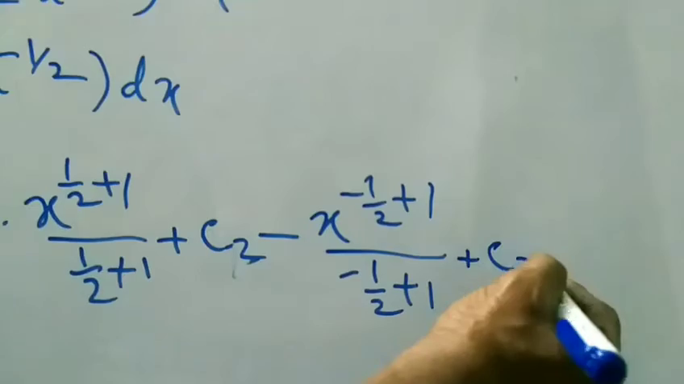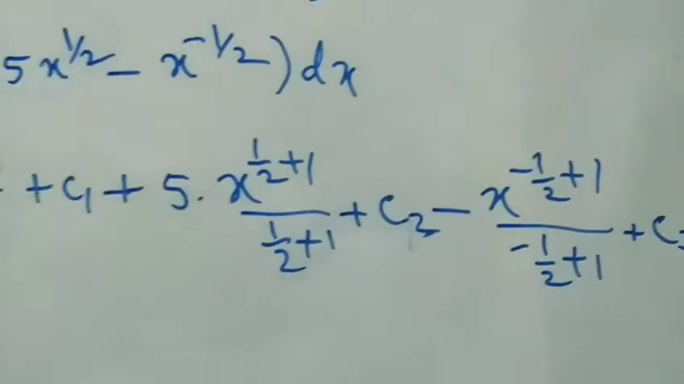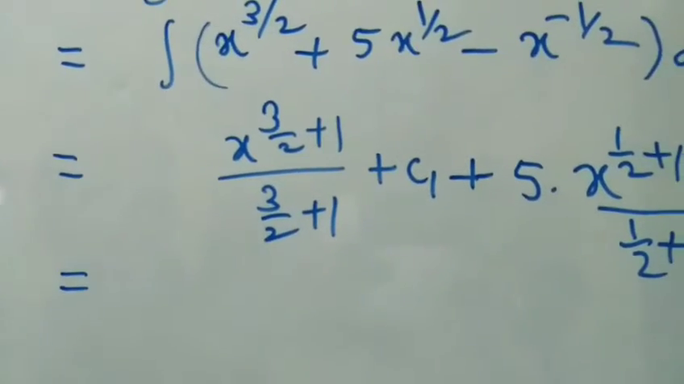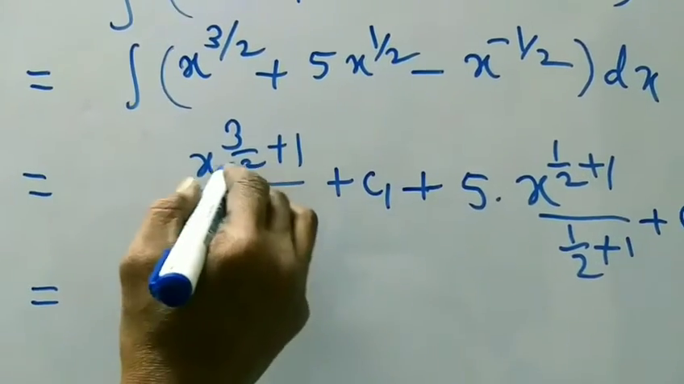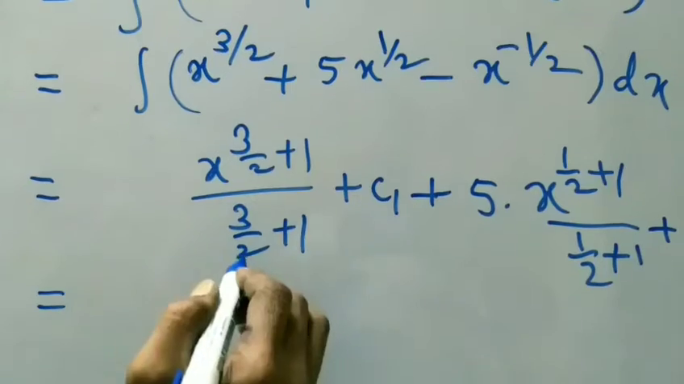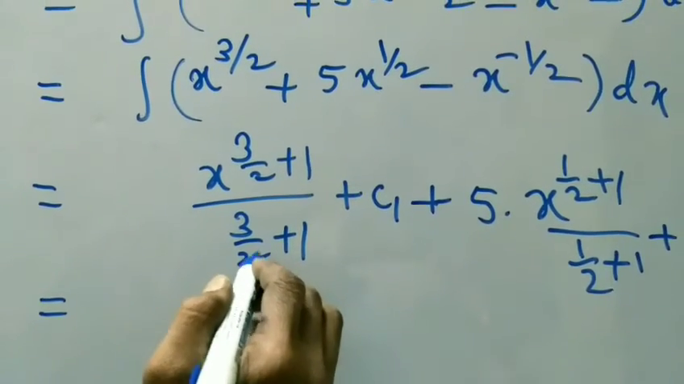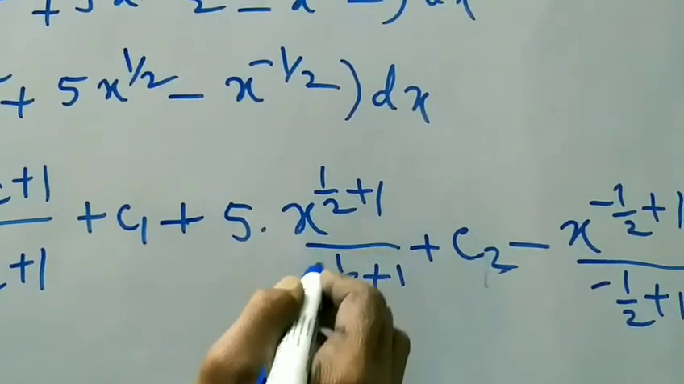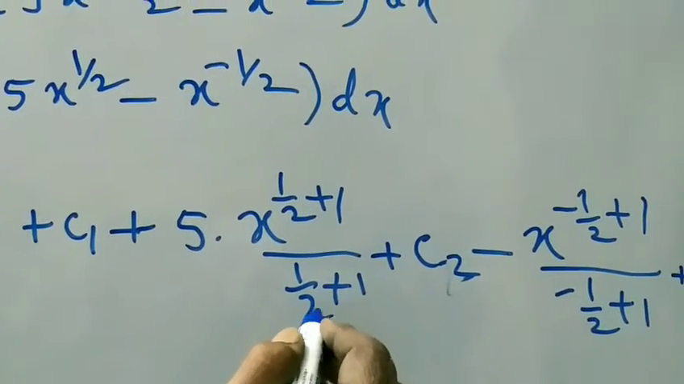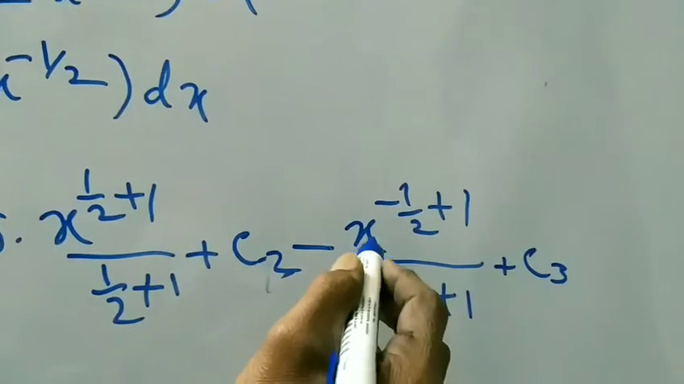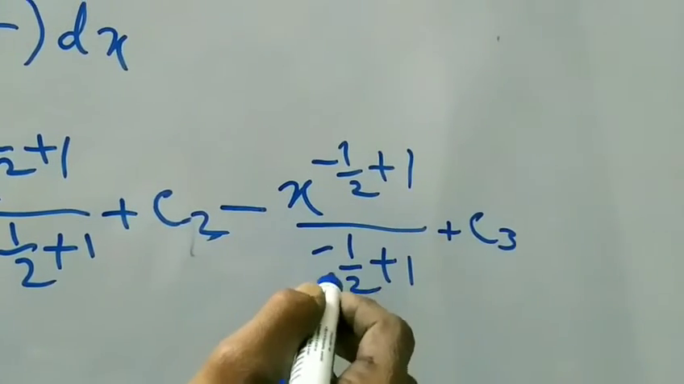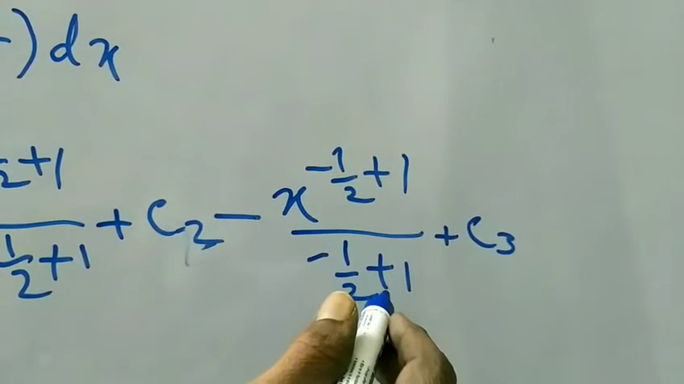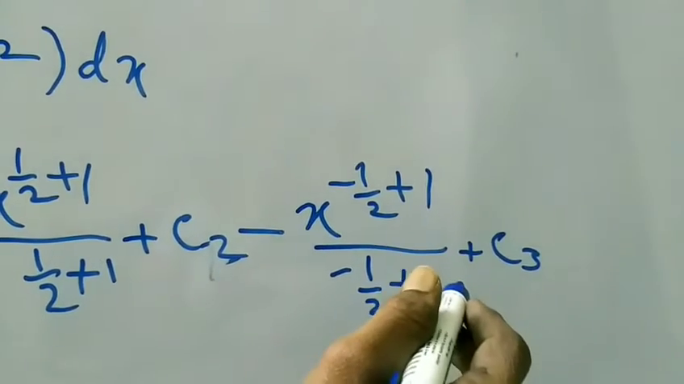This becomes constant c3. So here x to the power of 3/2 plus 1 becomes x to the power of 5/2, x to the power of 5/2 divided by 5/2, plus c1, plus 5 into x to the power of 1/2 plus 1 becomes 3/2, divided by 3/2, plus c2, minus x to the power of minus 1/2 plus 1 becomes x to the power of 1/2, divided by 1/2, plus c3. Third term constant.